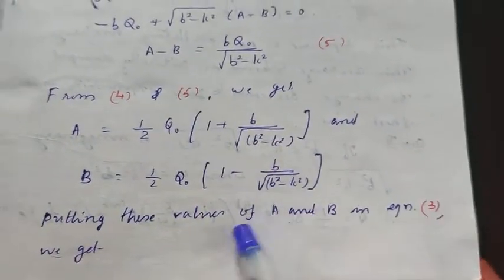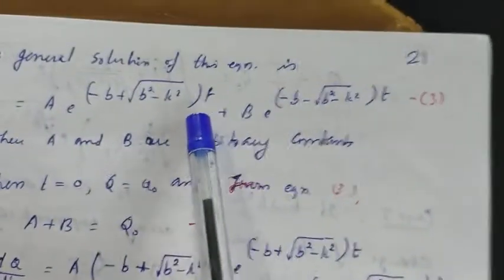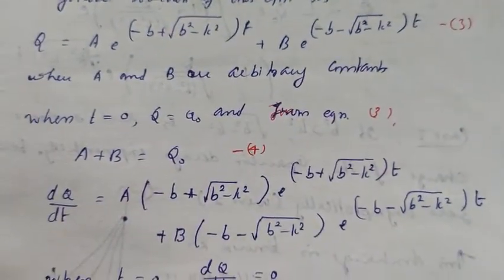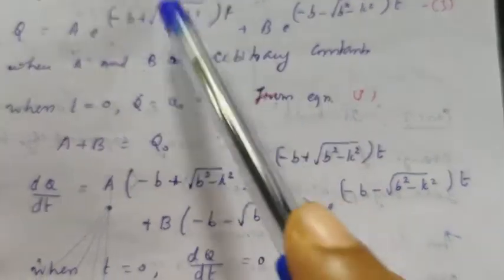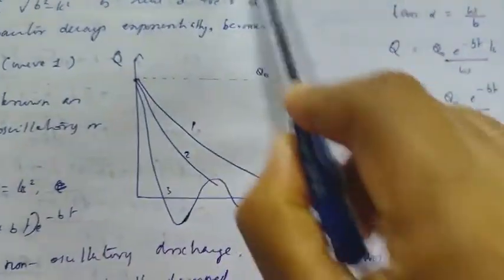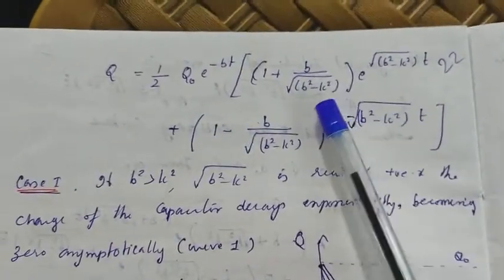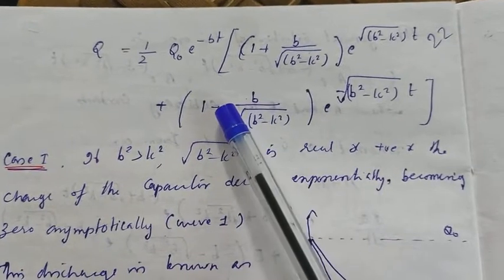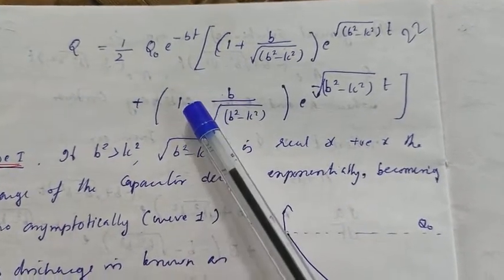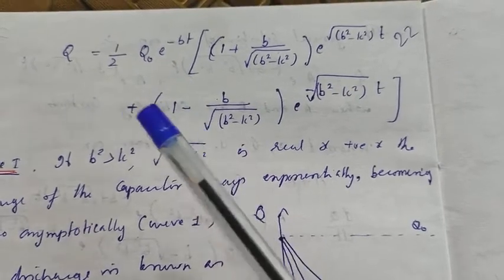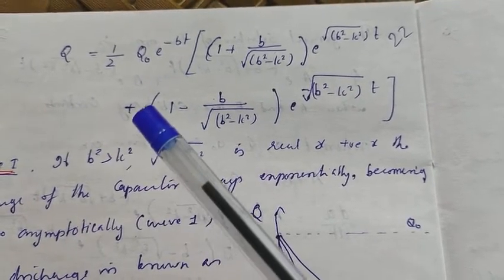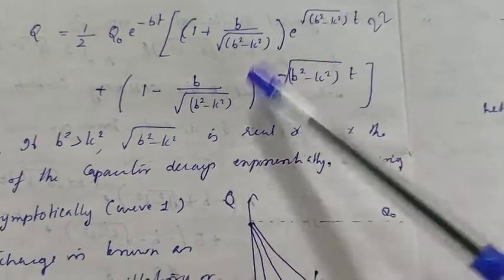Putting these values of a and b back into equation number 3. So we have found the value of a and b, and we are putting them back into this equation. What we get is q is equal to this lengthy form. So this is the equation representing the charge at any time in the circuit when the discharge is occurring.